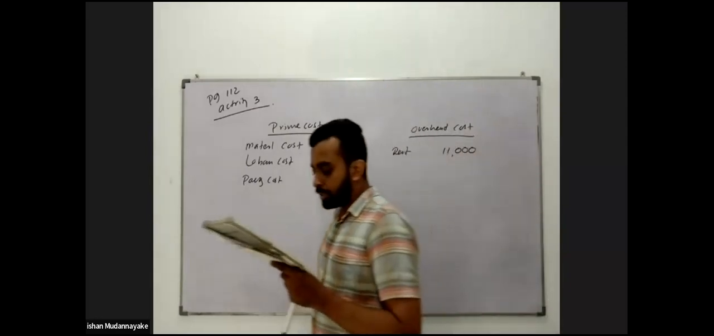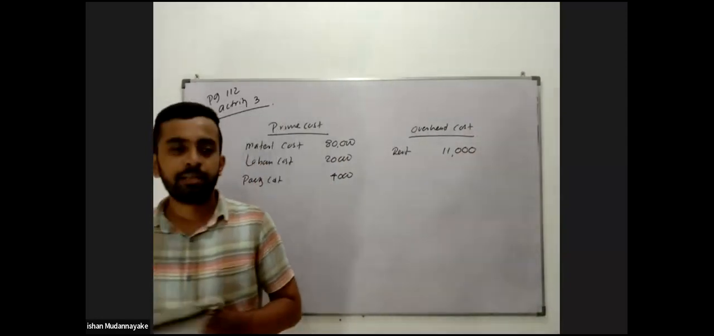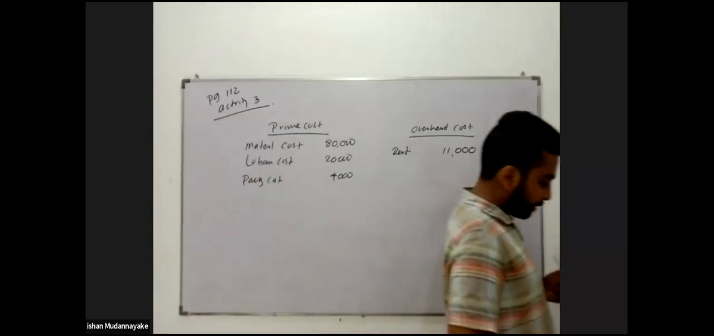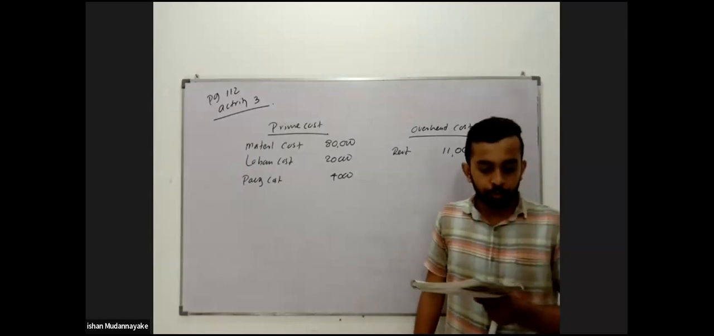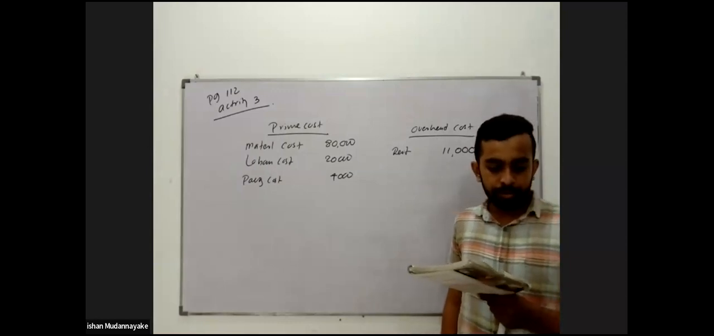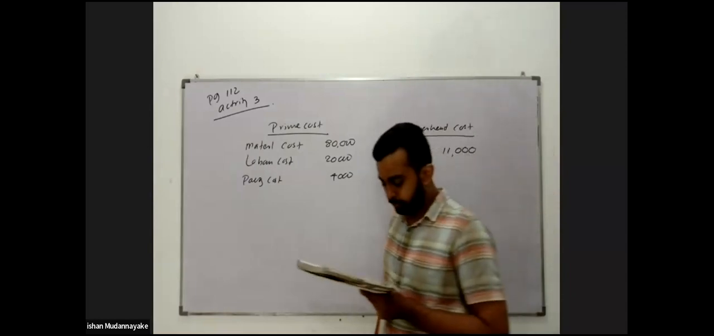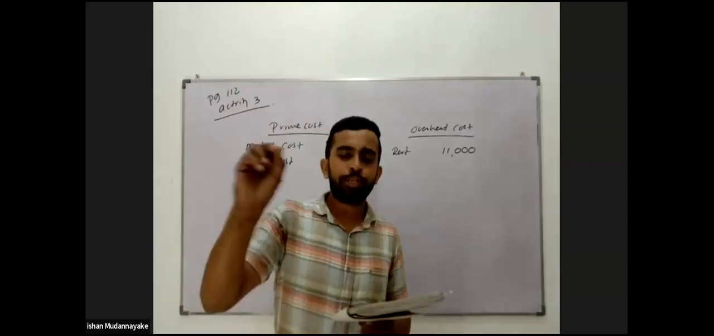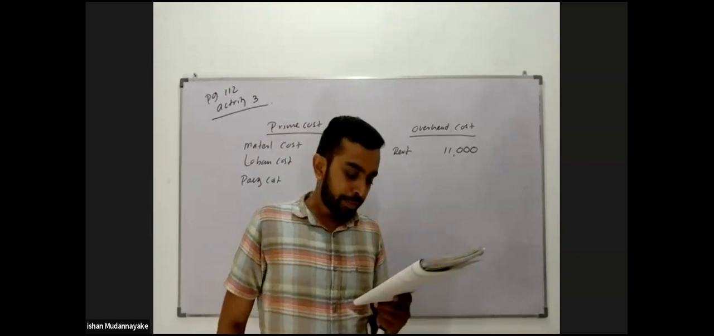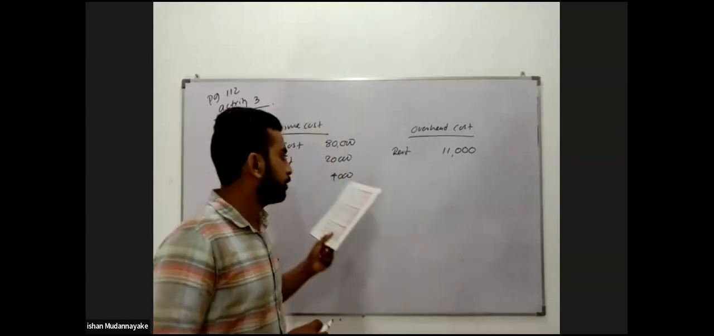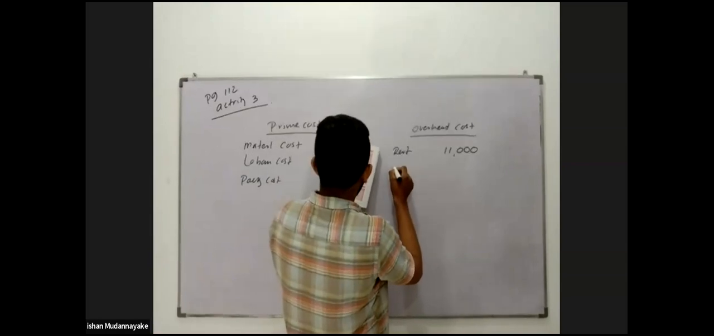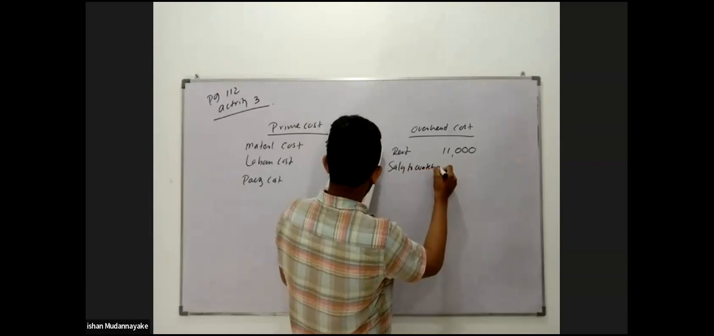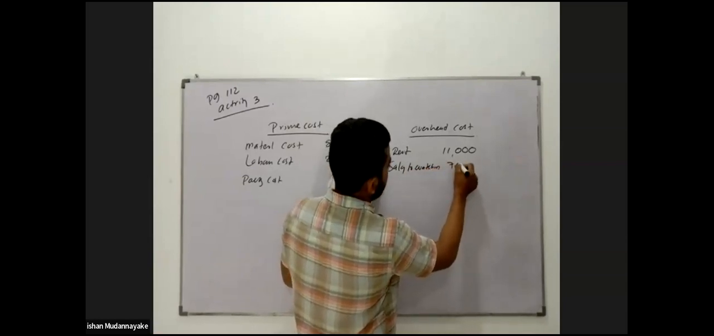Next one. Salaries to watchman means salary payment to a security person. Salaries to watchman 7,000. How to classify? Prime cost. No. Salary payment to security will not change with the manufactured quantity. Therefore, it is better to categorize under overhead costs. Salary to watchman 7,000.